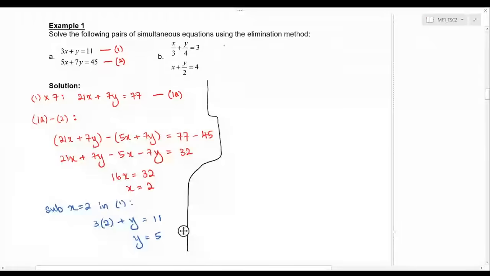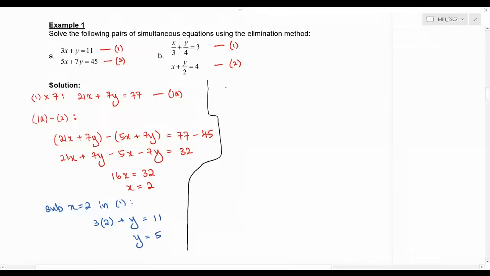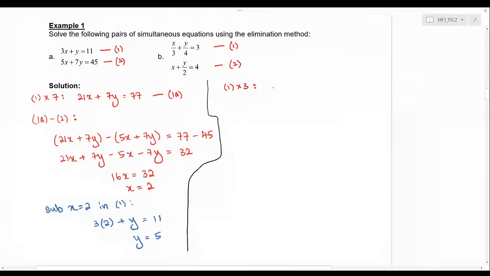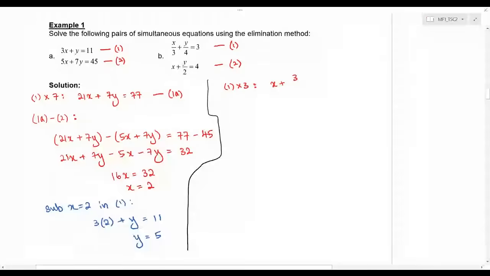But for me, it looks like if I take equation 1 and multiply it by 3, I would already have the coefficient that I'm looking for. Alternatively, I can also multiply equation 1 by 2. For this case, when I multiply it by 3, I will end up with x plus 3y over 4 equals 9, and this is equation 1a.